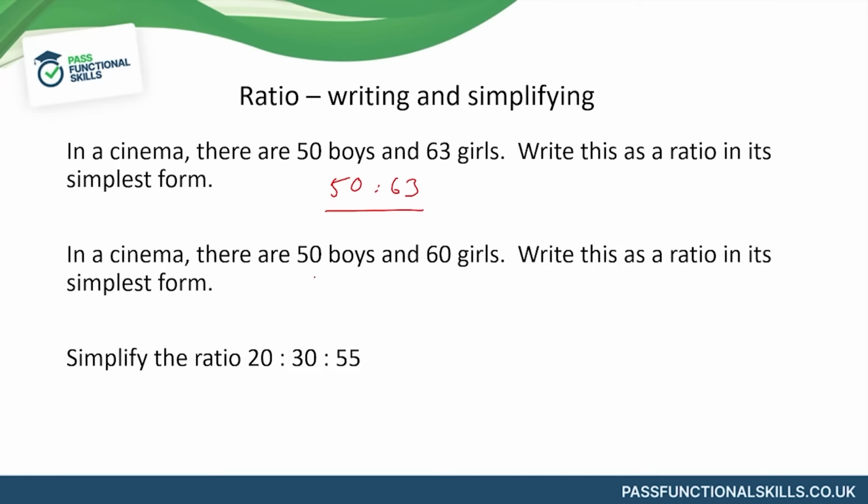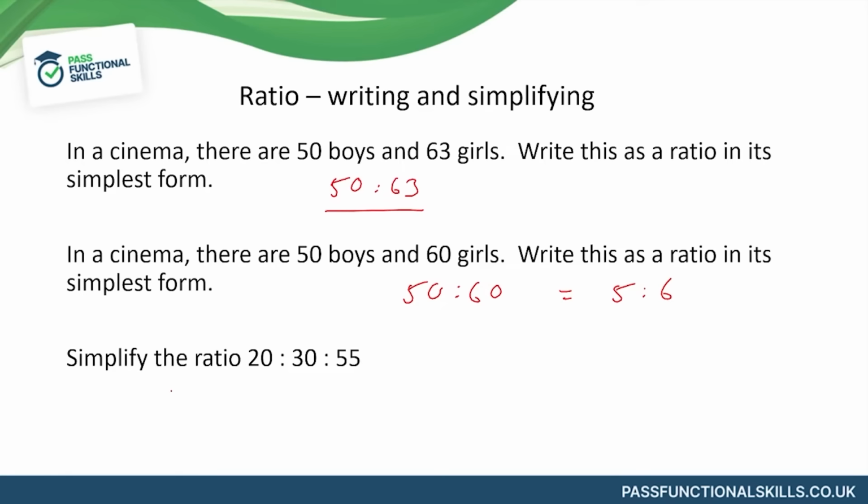In the next example, the ratio is 50 to 60. But this ratio can be simplified a bit like the way you simplify fractions. We can divide both these numbers by 10. So we can turn that into a ratio of 5 to 6, meaning for every 5 boys, there are 6 girls.